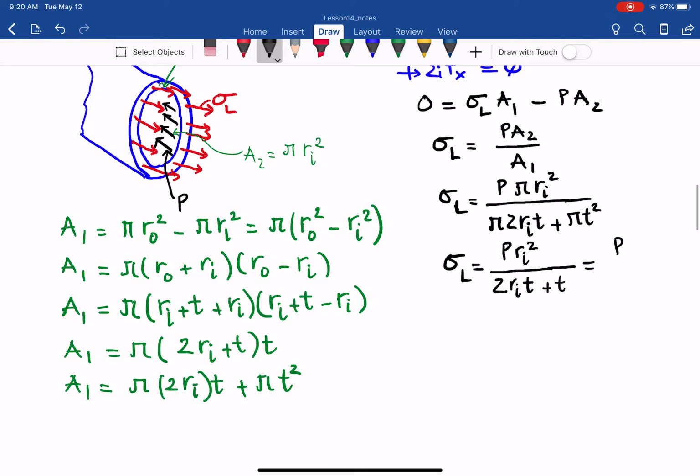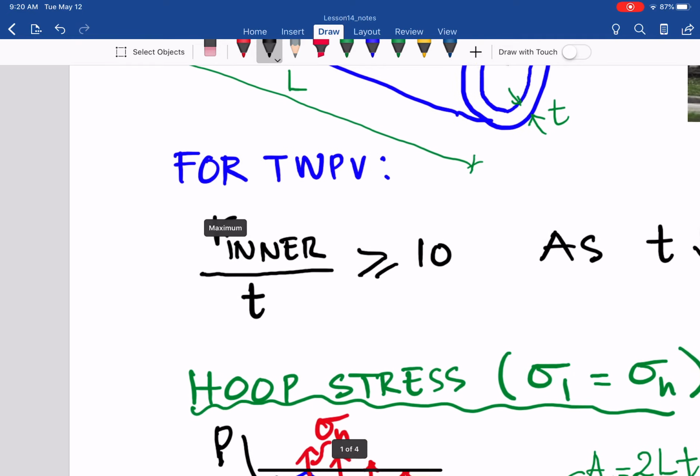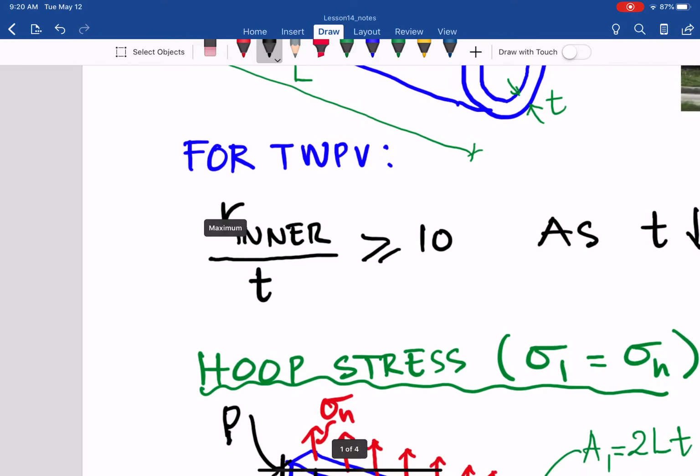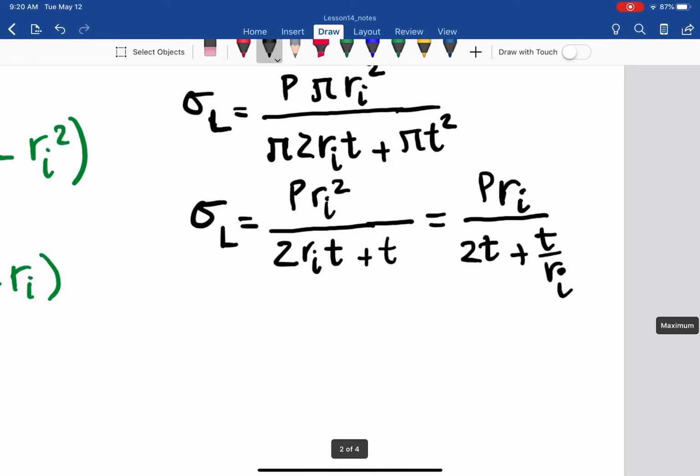So I have P Ri over 2t plus t squared over Ri. And as you can see, by definition a thin-walled vessel has the inner radius ratio R over t greater than 10. What does that mean here? The t over Ri has to be less than 1 over 10, so very small compared to 2t.